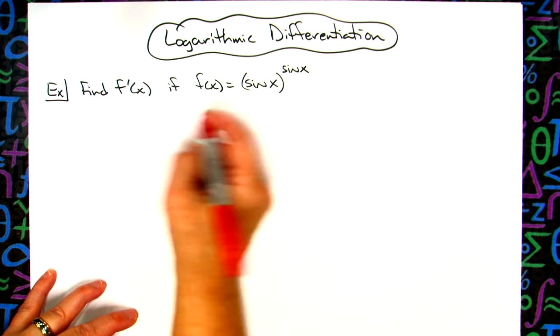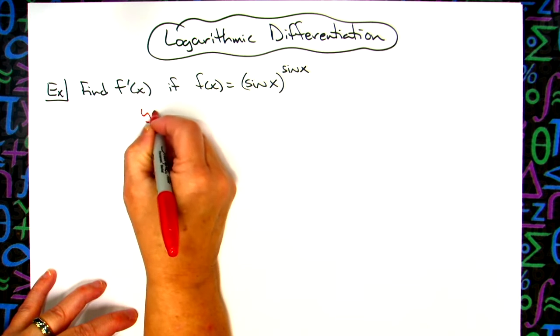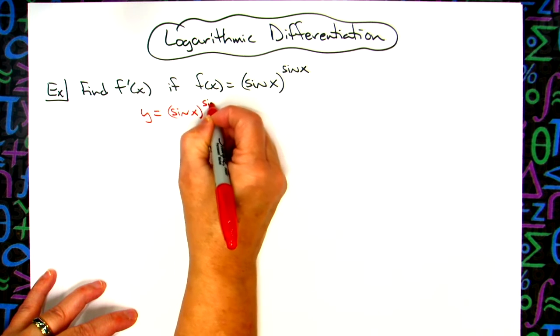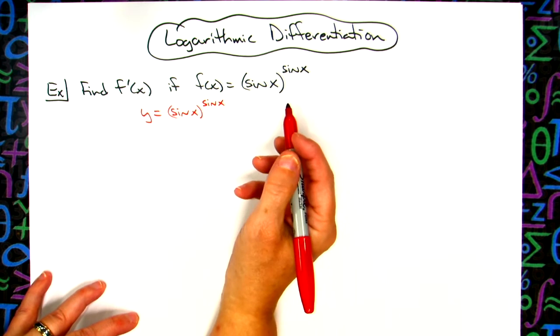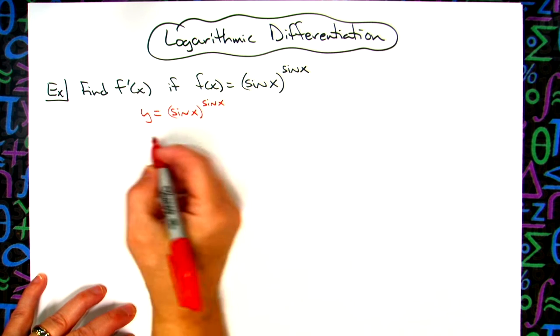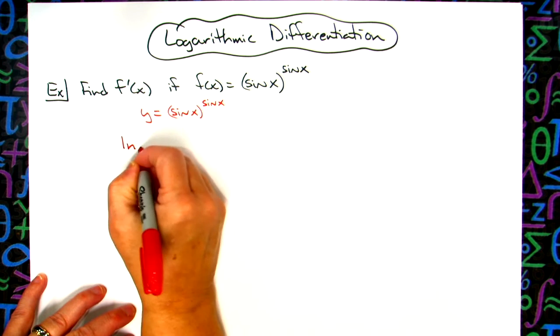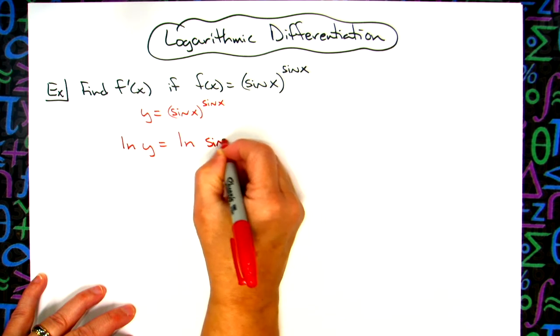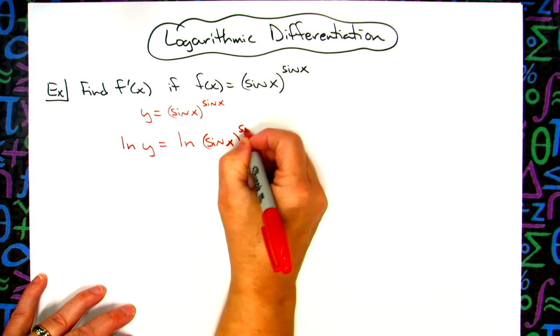So I'm going to first rewrite the equation so that it is y equals sine x raised to the sine x power. Now, logarithmic differentiation says that we take the log of both sides. So I'm going to go natural log of y is equal to natural log of sine x raised to the sine x.